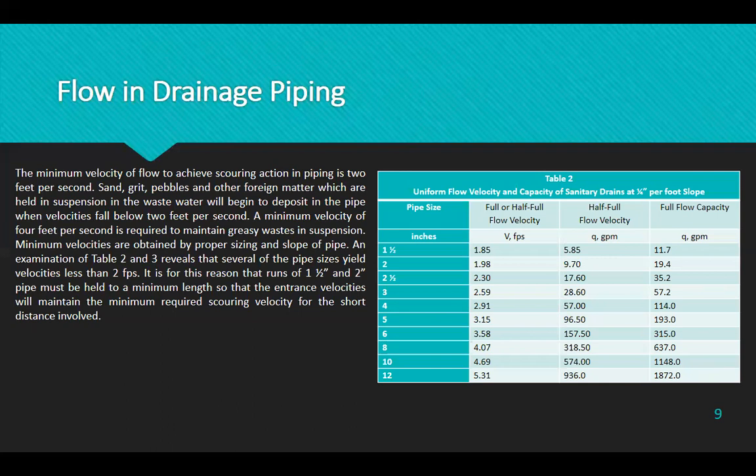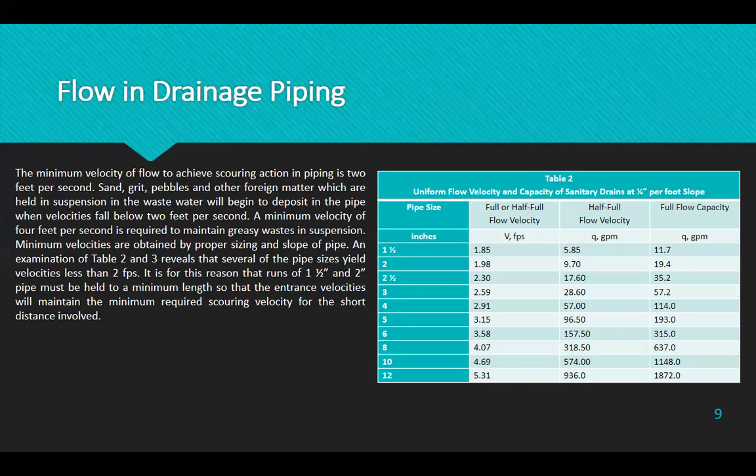Yan. Pag bumaba ka dyan, mag-sasacrifice na yung may iwan. Sand, grit, pebbles, and other foreign matters which are held in suspension in the wastewater will begin to deposit in the pipe when velocities fall below 2 feet per second. A minimum velocity of 4 feet per second is required to maintain greasy waste in suspension. Yan naman, pag may mga mantika o greasy yung waste mo. Minimum velocities are obtained by proper sizing and slope of pipe.